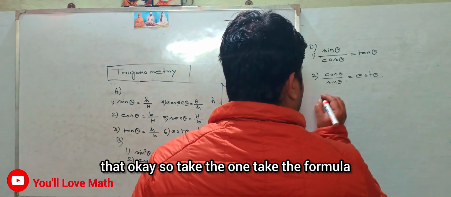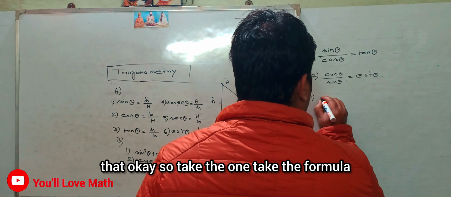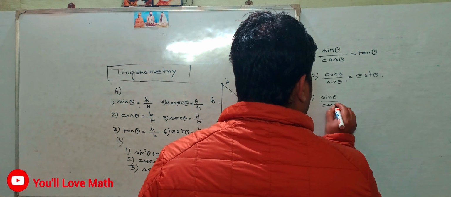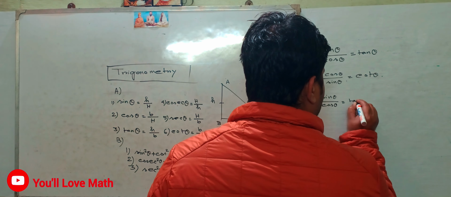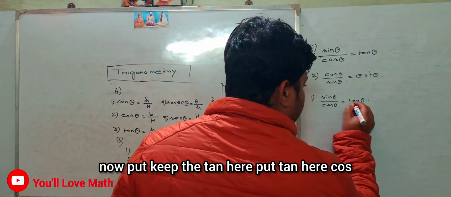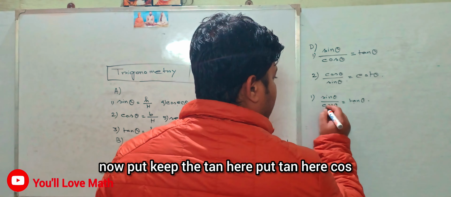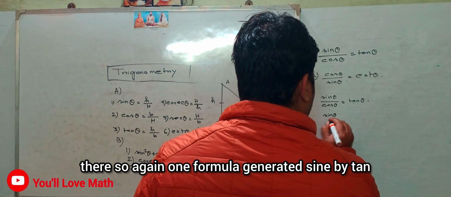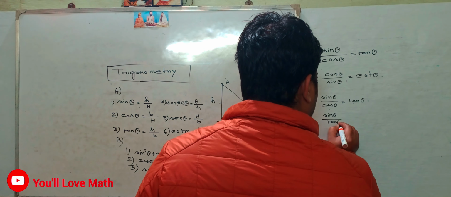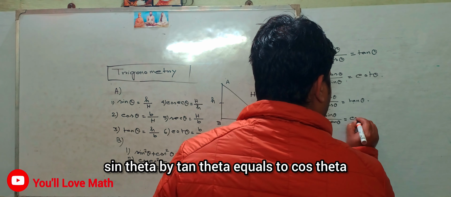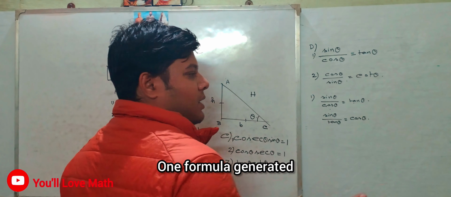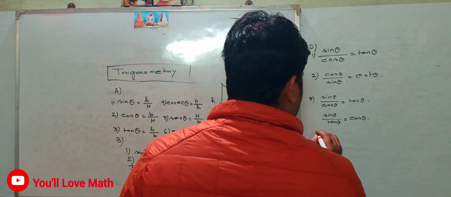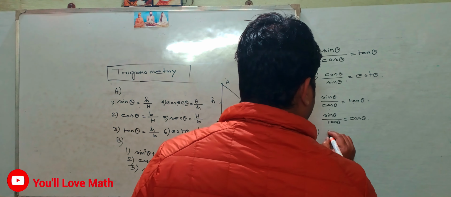Okay, so take formula 1, sin theta by cos theta equals to tan theta. Now keep the tan here, put tan here, cos there. So again one formula is generated: sin theta by tan theta equals to cos theta. Sorry, it will be 3. So again another formula is generated.